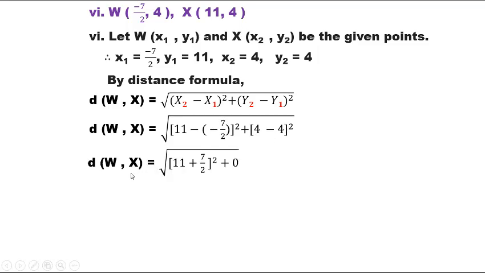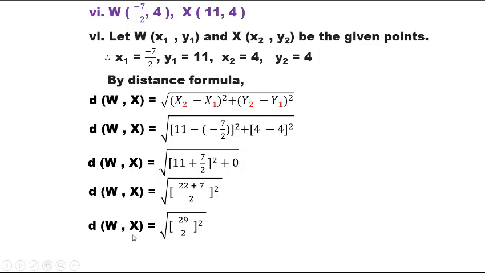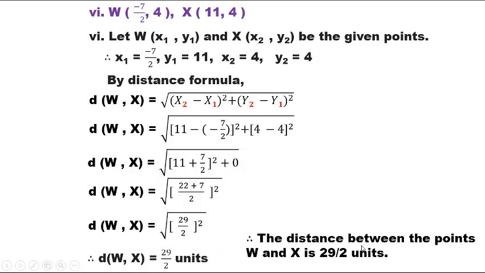Distance between W and X is equal to under root of (11 plus 7 upon 2) square plus 0. Distance between W and X is equal to under root of (22 plus 7 upon 2) square. Distance between W and X is equal to under root of (29 upon 2) square. Therefore, distance between W and X is equal to 29 upon 2 units. The distance between the points W and X is 29 upon 2 units.